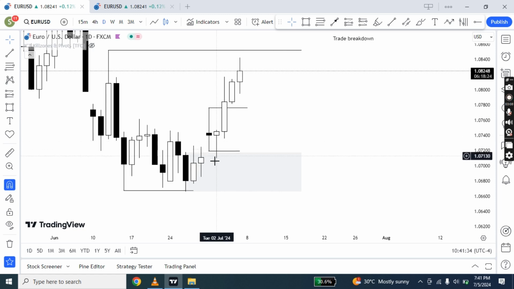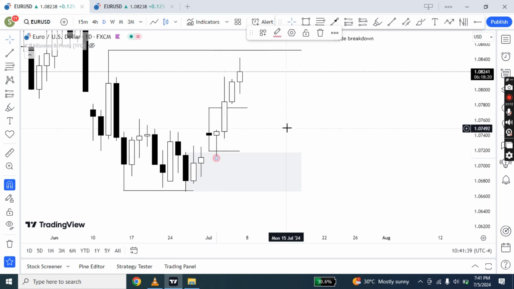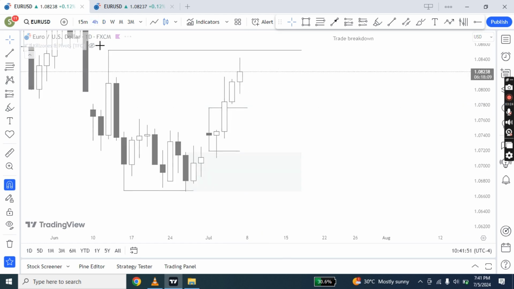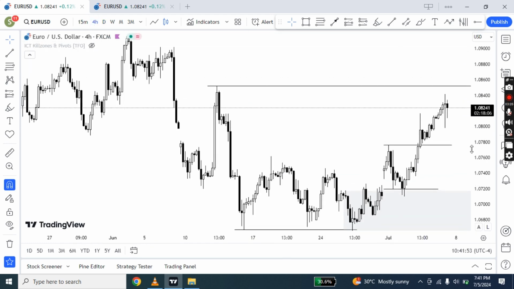It purged this low, tested this key level, this order block, right? And then over the next 2 days, it started its journey towards the opposing end of the CRT, which is the Monday CRT's high, right? Now, that being said, let's move on to the 4-hour time frame and see what my thought process was there.